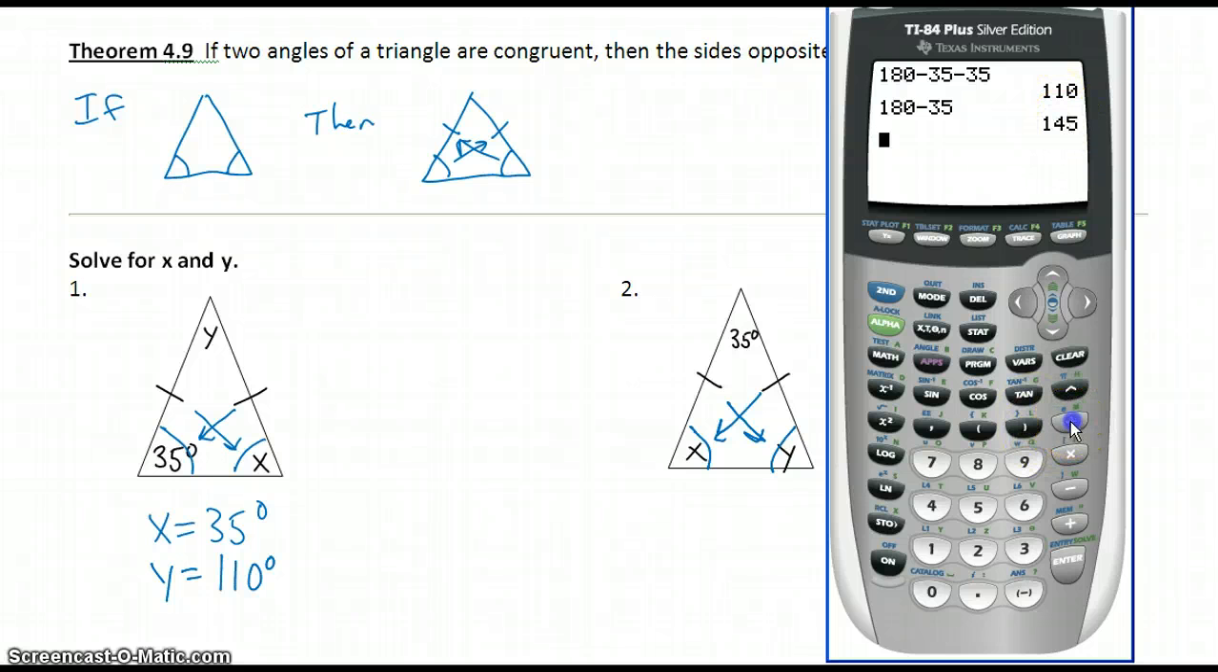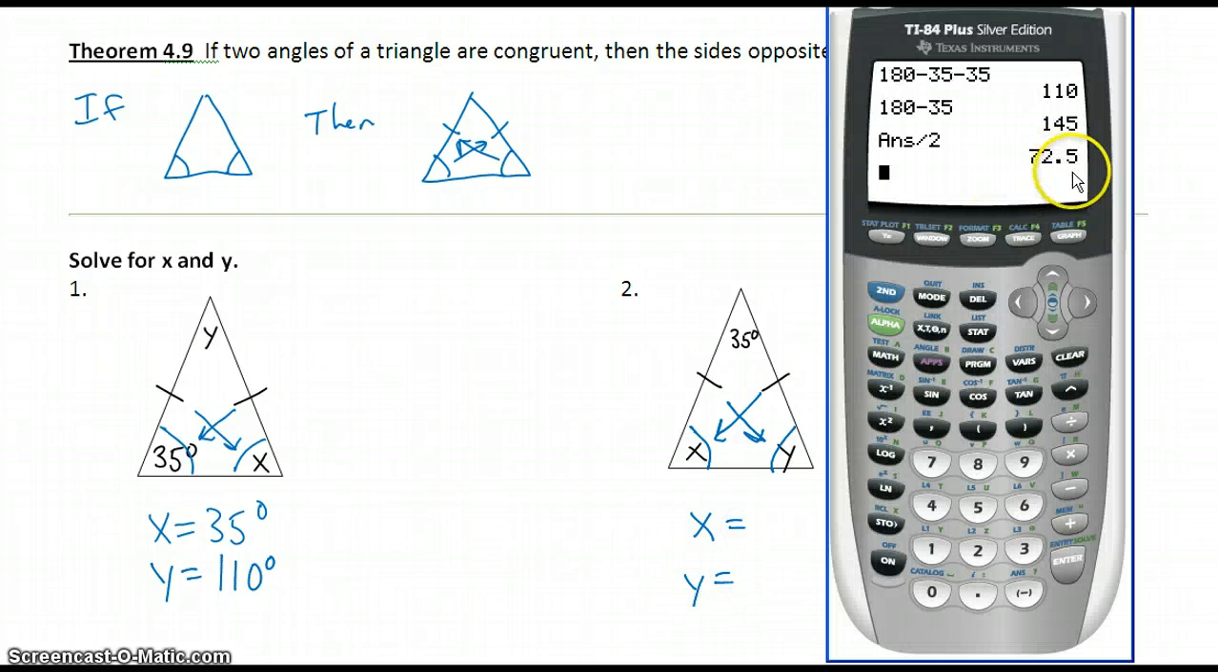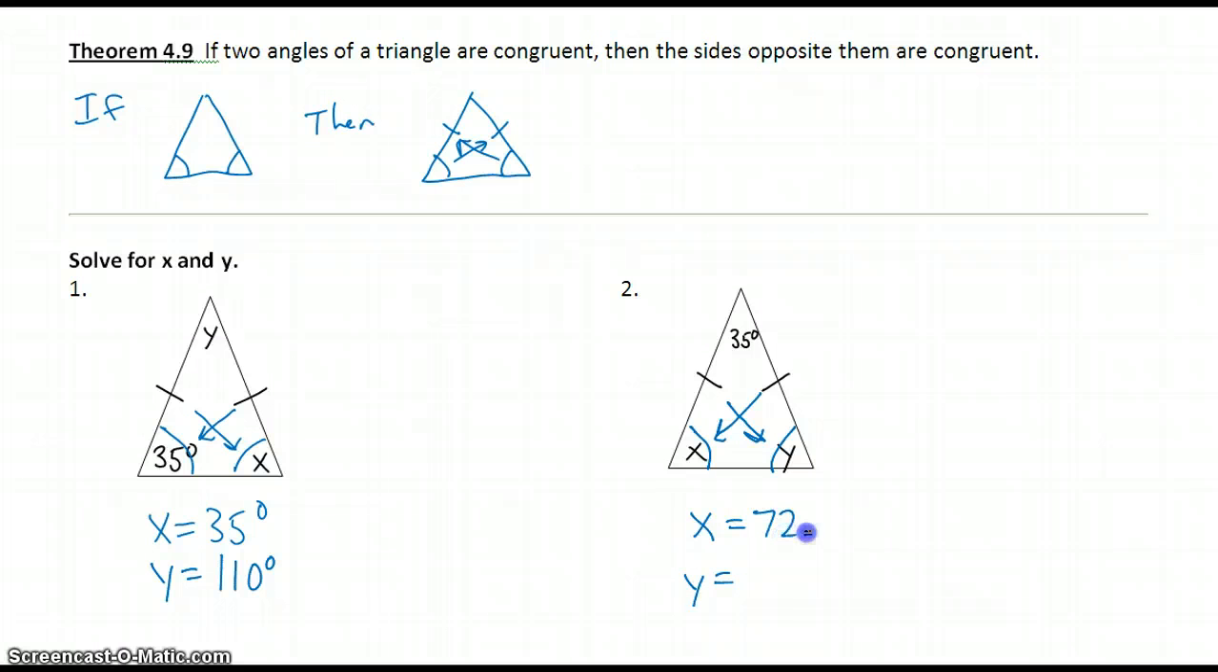I'm going to divide 145 by 2. That tells me that each angle, x and y, will be 72.5 degrees. I can check my answer by taking 35 plus 72.5 plus 72.5 and making sure that I get a grand total of 180 degrees in this triangle.